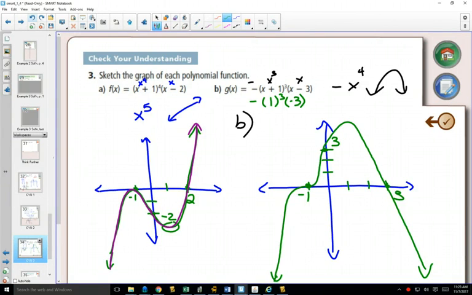I go through all the points. I have bends and bounces where I need them. And straight through at 3. And this is the last thing that we need to learn about sketching, with bends and bounces. So, questions you can do: 9, 10, 11, and 12.